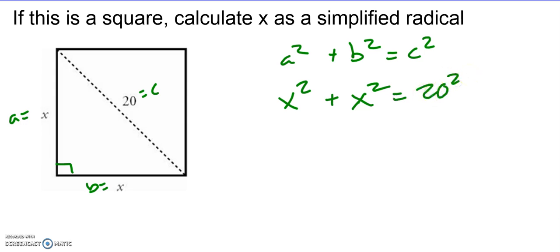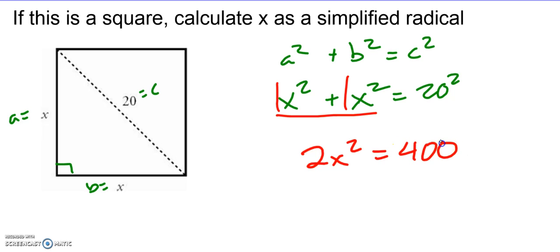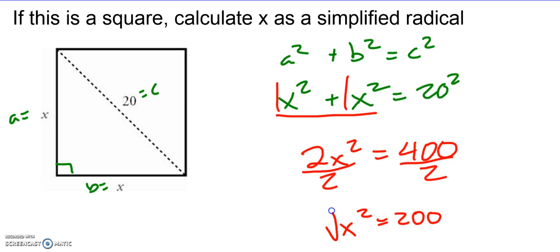So here's where things get a little bit interesting. We're going to combine like terms on this side because I have 1x squared plus 1x squared, which is 2x squared. And that equals 20 times 20, or 400. Now before I do my square root on both sides, I'm going to divide both sides by 2. So now we have x squared equals 200. And now I can take my square root, and again we'll get a simplified radical.